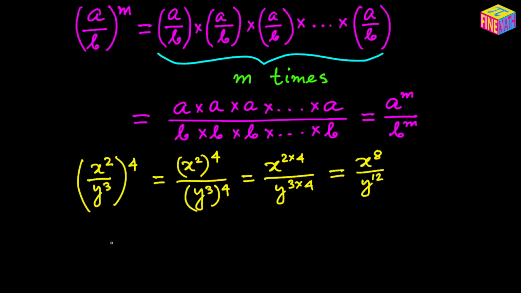Let's take another example. Say suppose we have 2 by 3 whole to the power 4. So we can write it as 2 to the power 4 divided by 3 to the power 4 according to this property. So this will become 16 divided by 81.